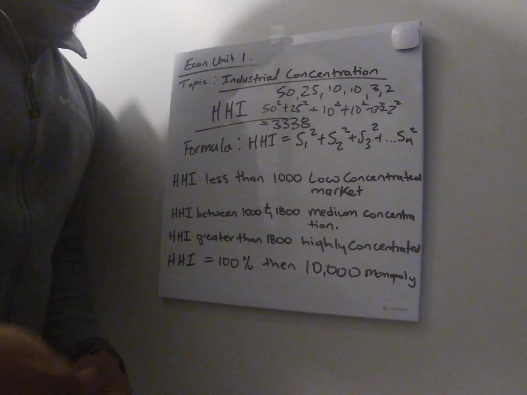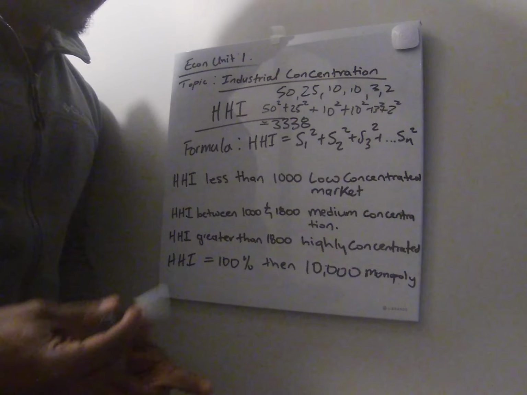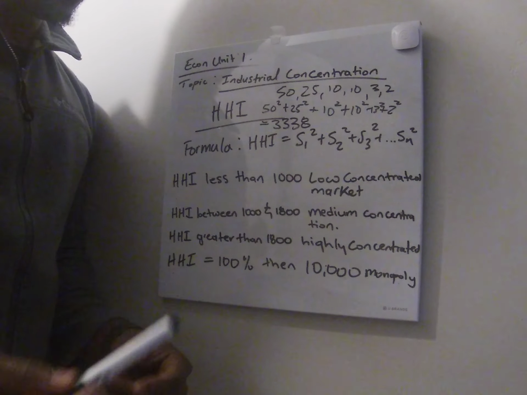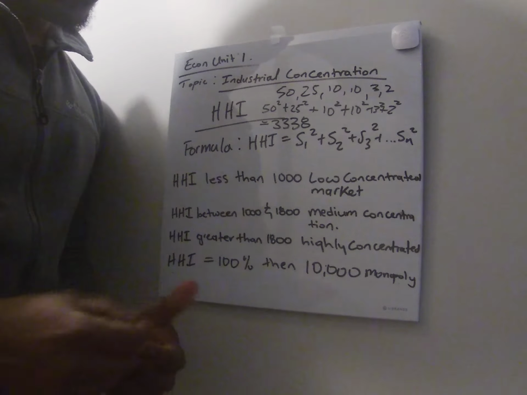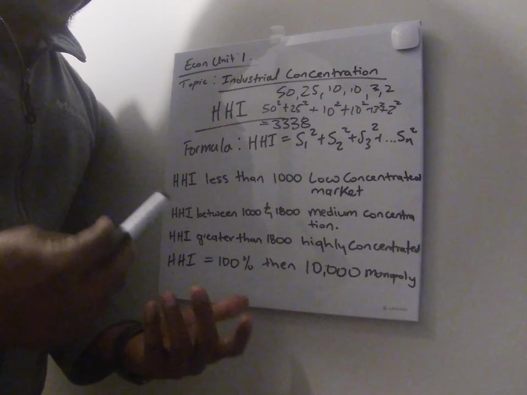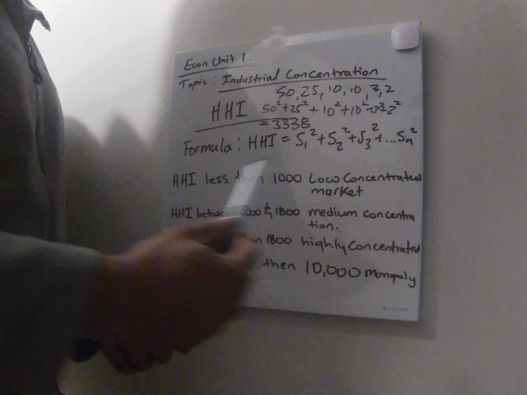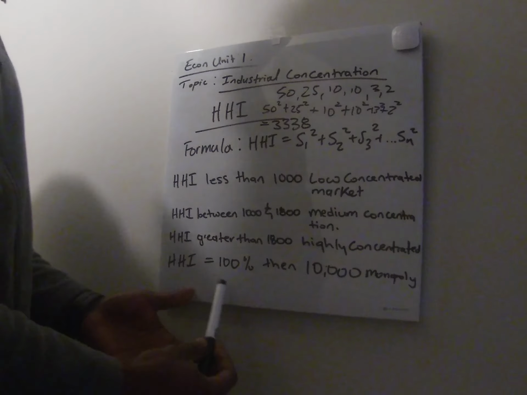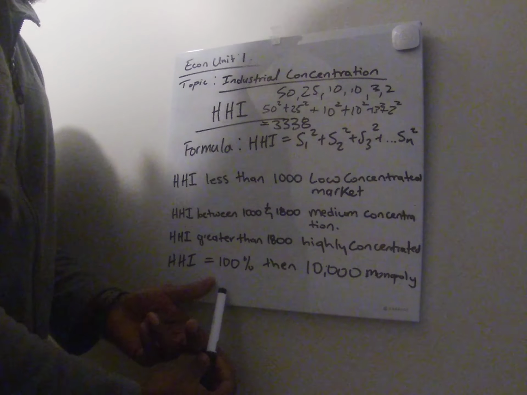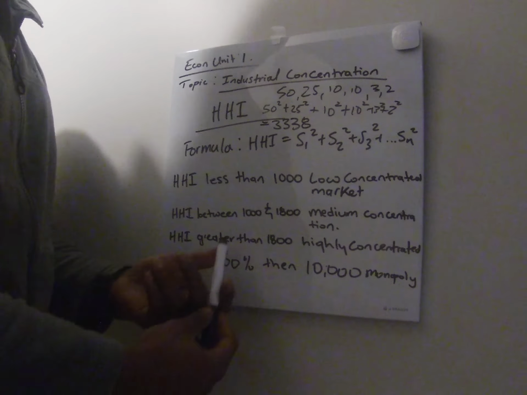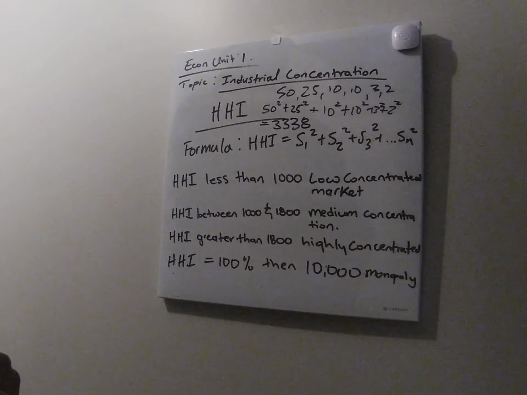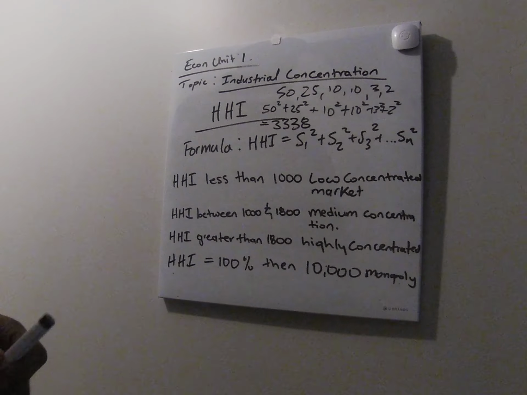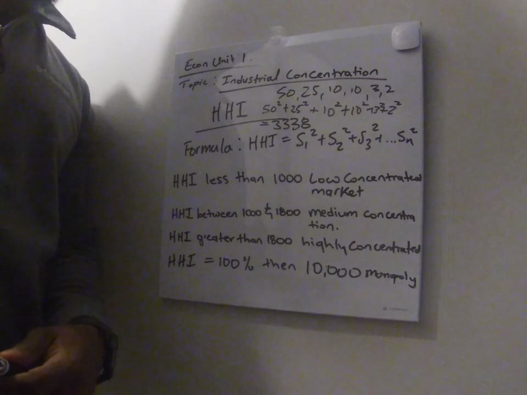So where would that fall? 3,338 is not less than 1,000. It's not between 1,000 and 1,800. So it would fall here, which is greater than 1,800, which would make it highly concentrated. It's still not a monopoly because it's not a perfect 100. So this would indicate that it's somewhere around an oligopoly. So that's an example of the HHI and how it operates.